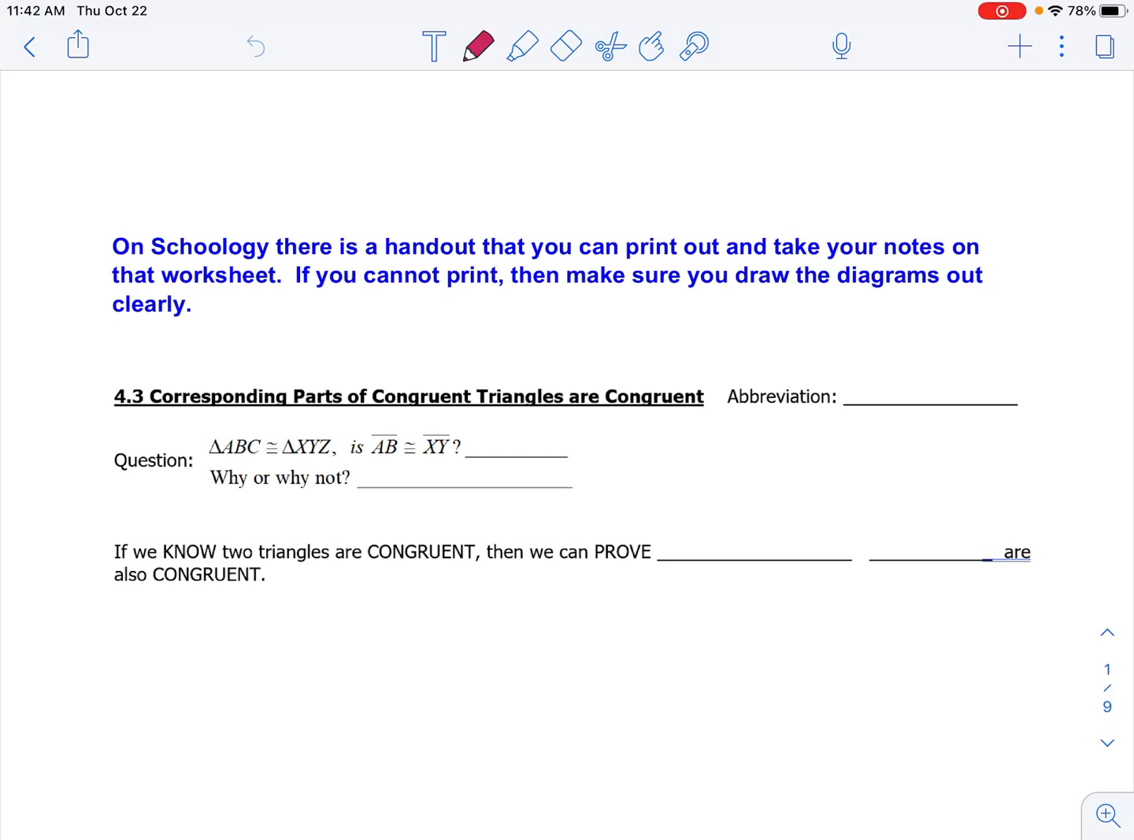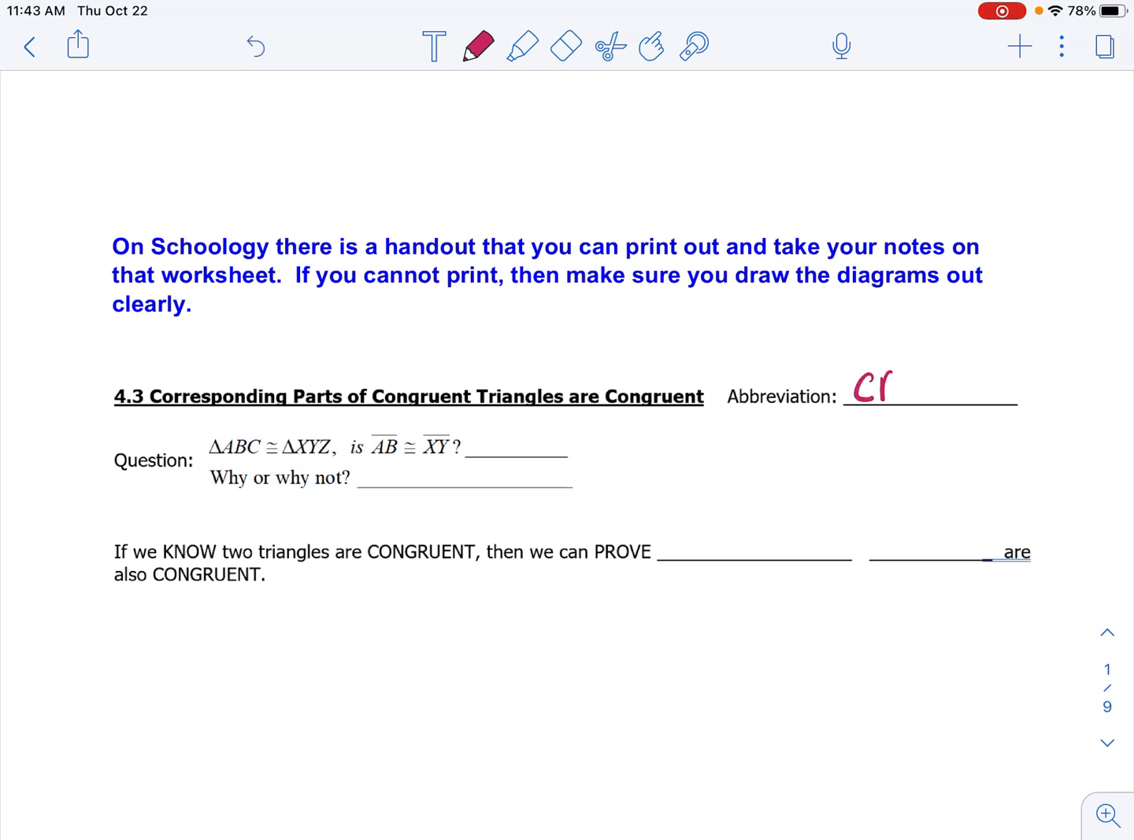So on Schoology, there's a handout that you can print out and take your notes on. If you wanted to, feel free to print that out. If you can't print, then just make sure you draw the diagrams out on your notes clearly. So today we're going to talk about 4.3, corresponding parts of congruent triangles are congruent.